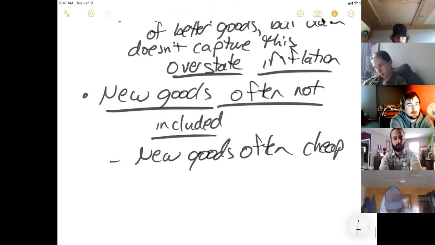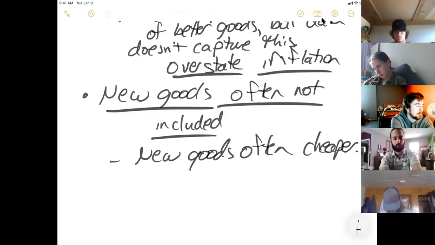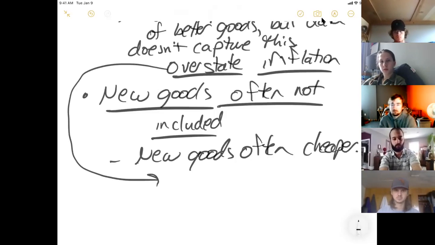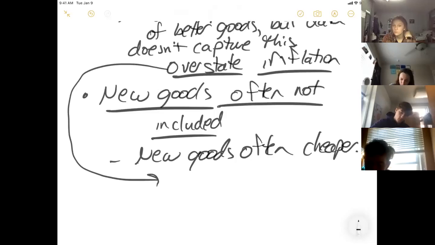One of the reasons why streaming is so attractive is because it's cheaper than going to a movie. But once again, we're missing many of these new goods. And so, not to keep on repeating myself, I'll just draw an arrow. Once again, we're tending to overstate inflation because we're not paying attention to the ways that new goods are cheaper.